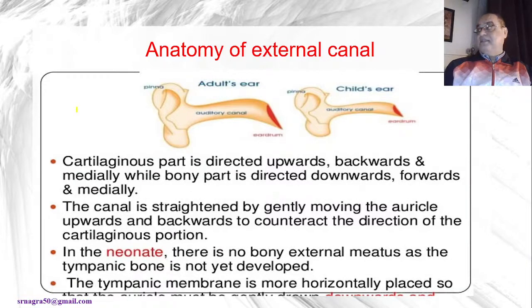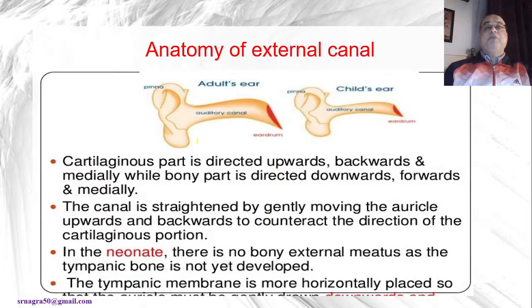So the canal is straightened by gently moving the auricle upwards and backwards to counteract the direction of the cartilaginous portion. In neonates, the bony external auditory meatus is not developed because the tympanic bone is still to develop. So there we have to pull the pinna downwards to straighten the external auditory canal.